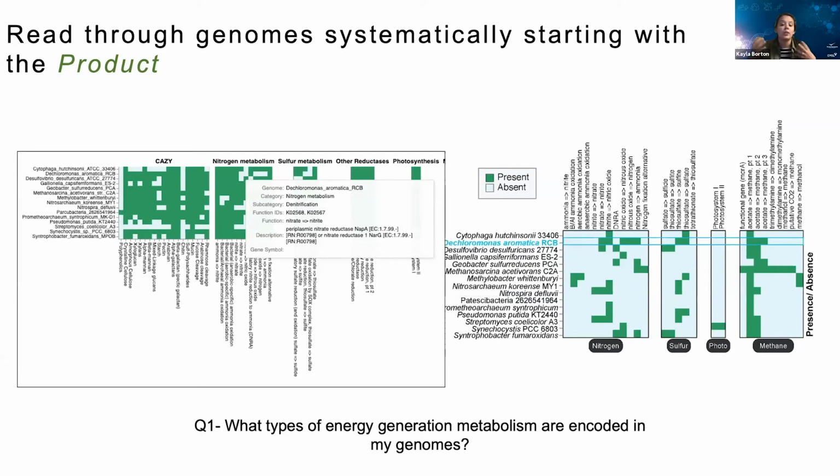Okay, so when first working through a genome or sets of genomes, I have this heat map, now what do I do with it? When we start going through these, we're first interested in how these organisms are potentially making a living. So our first question is, what types of energy generation metabolisms are encoded in my genomes?